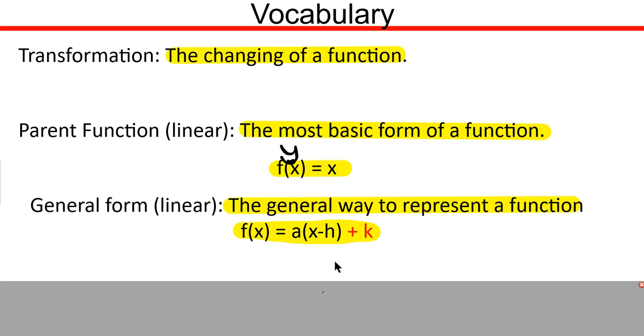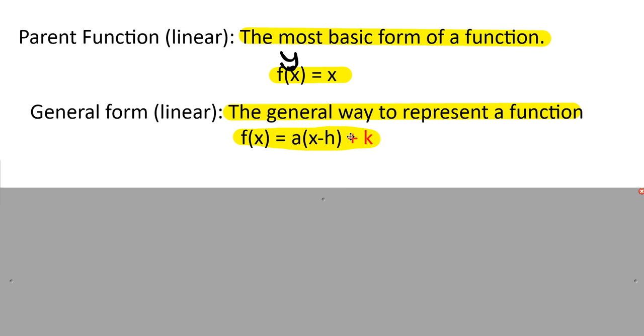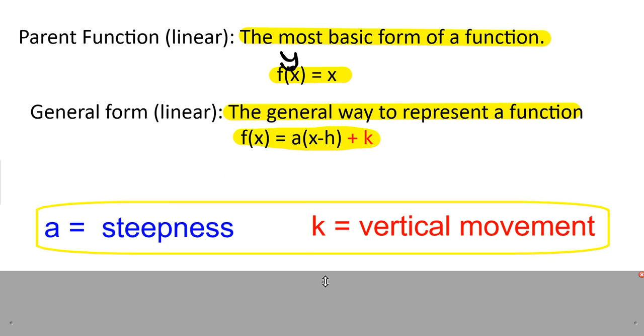Okay? And then what do the a and the k value mean? Well, a is the steepness, k is the vertical movement. And we're looking at vertical transformations, so we're looking particularly today at that k value. Are we going to move the graph up or down, and then what does that look like? Let's first identify the a and the k value.